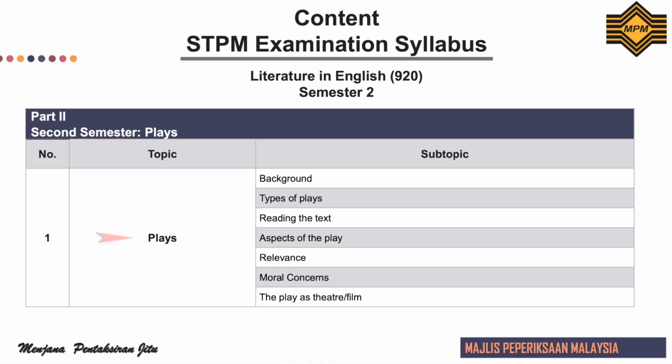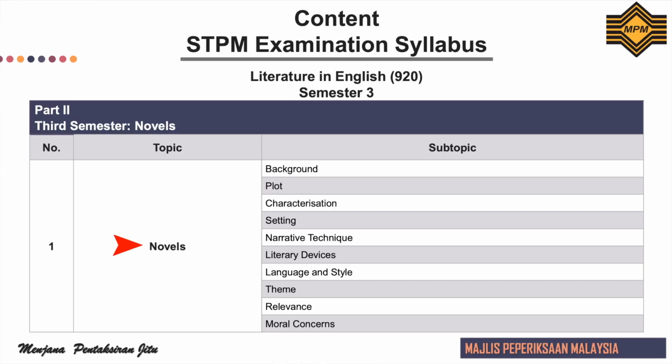For the content part 2 for semester 2, which covers plays, there is only one topic, namely on the plays, with the following subtopics: background, types of plays, reading the text, aspects of play, relevance, moral concerns, and the play as theatre/film. Finally, for semester 3, which covers novels, the topic is just on novels with the following subtopics: background, plot, characterization, setting, narrative technique, literary devices, language and style, theme, relevance, and moral concerns.